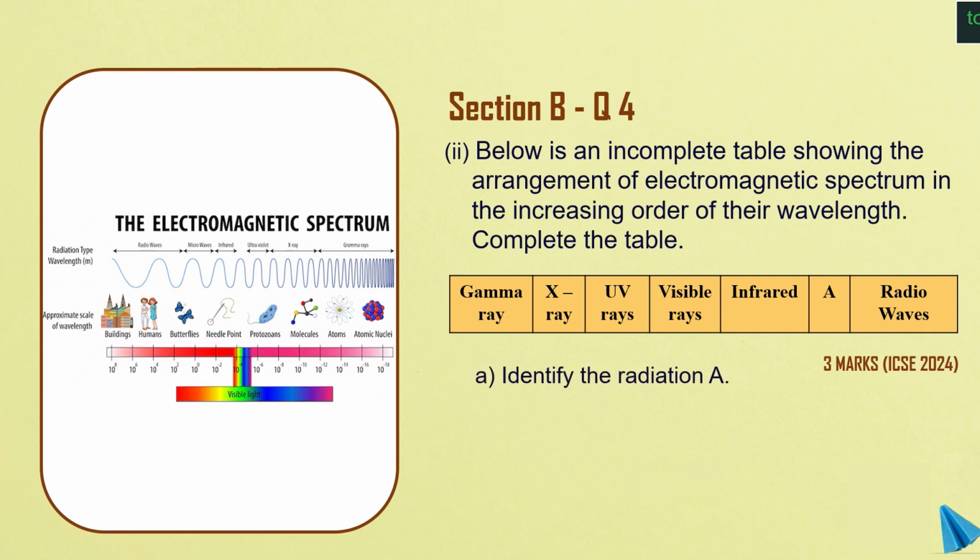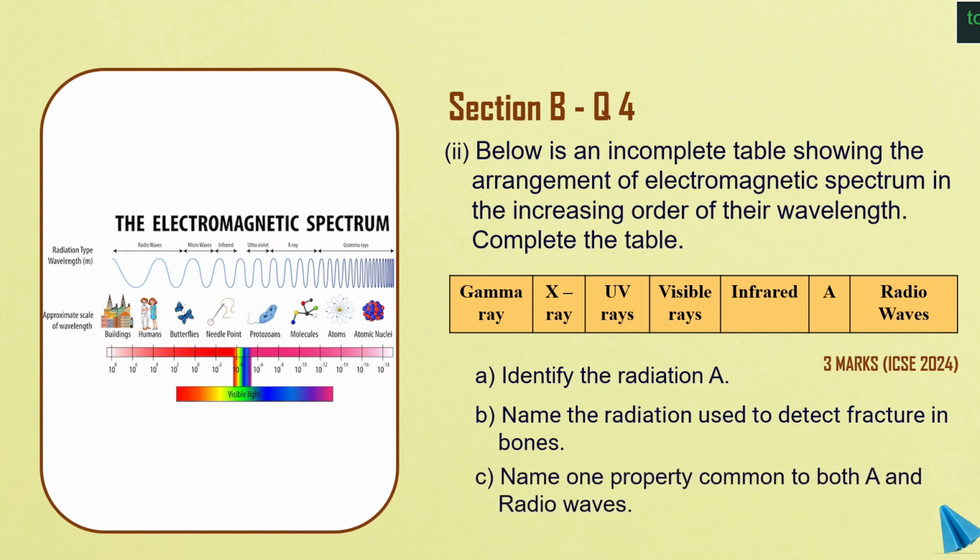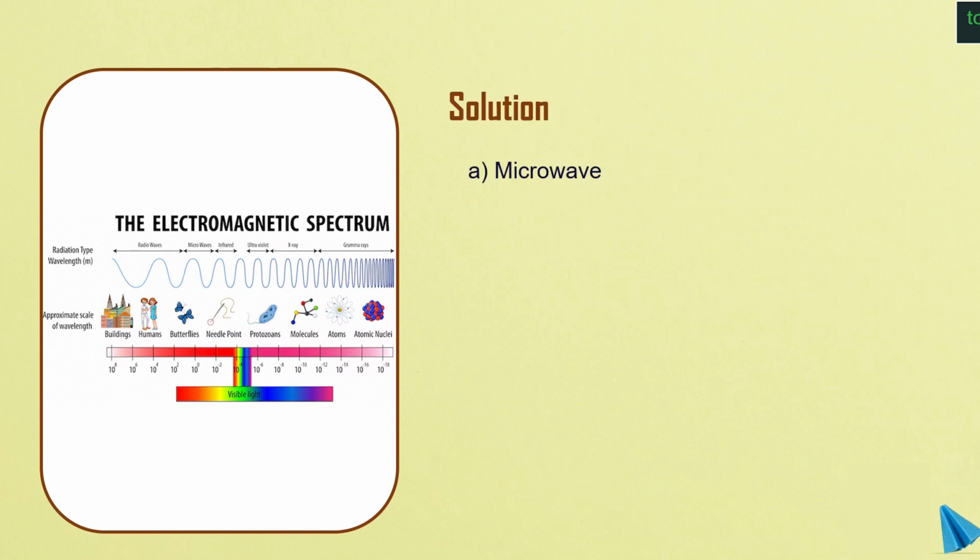The first question says, identify the radiation A. The second says, name the radiation used to detect fracture in bones. The third one has, name one property common to A and radio waves. A is microwave. The answer for B is X-rays. The answer for C is both have the same speed in vacuum.